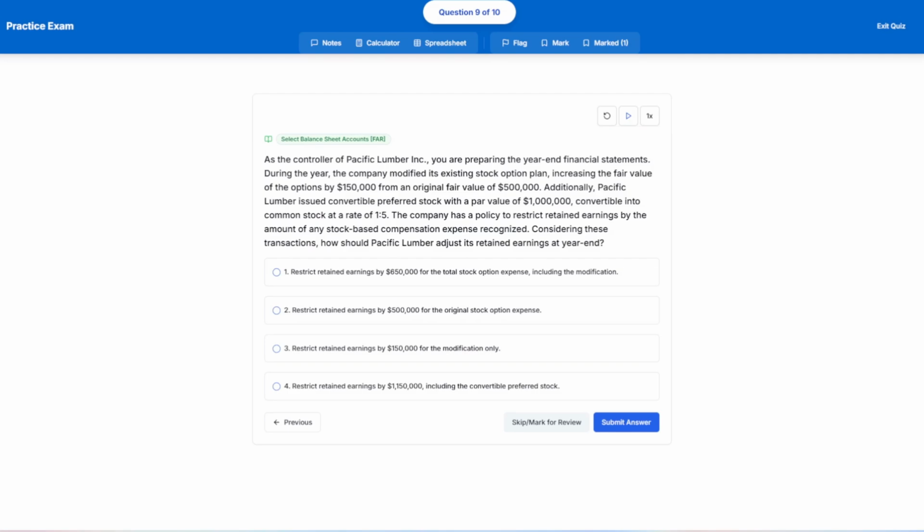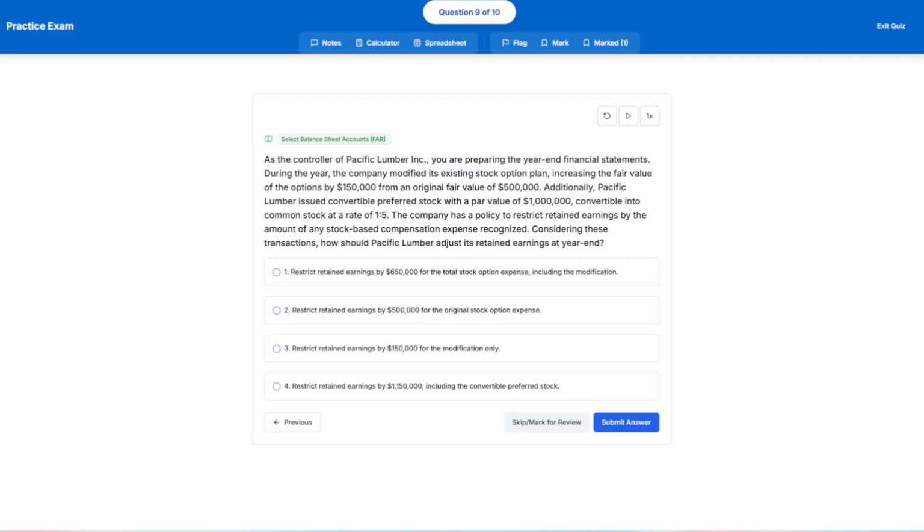Option 4 suggests restricting retained earnings by $1,150,000, including the convertible preferred stock. This option can't be correct because ASC 505-10 treats convertible preferred stock as a separate equity transaction. It doesn't affect retained earnings for stock-based compensation purposes.